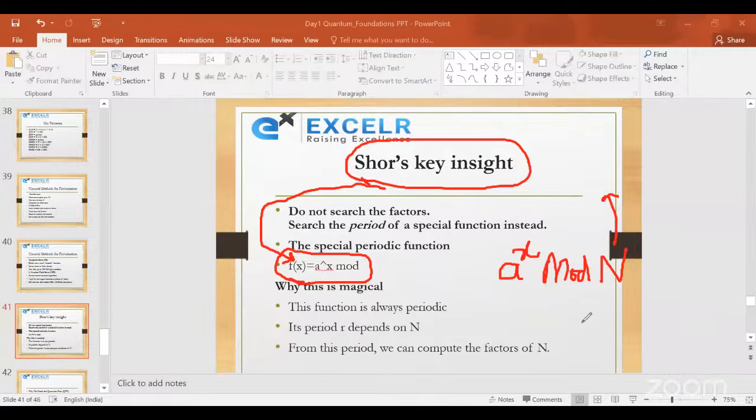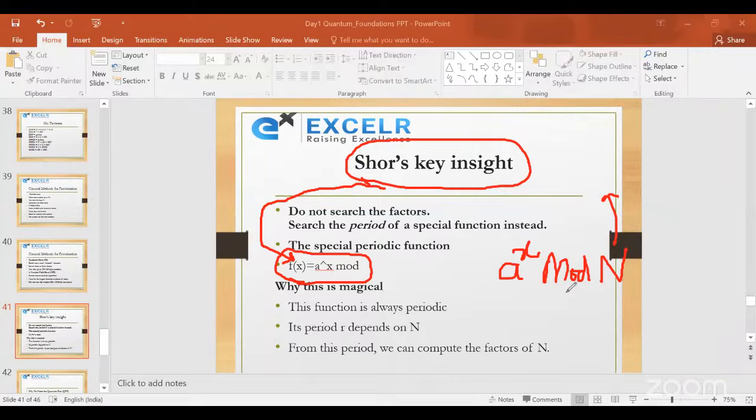What is this n? It is the number we have to factorize. And this x is a random variable, meaning the function value depends on it. So Shor has chosen this function among all the periodic functions.